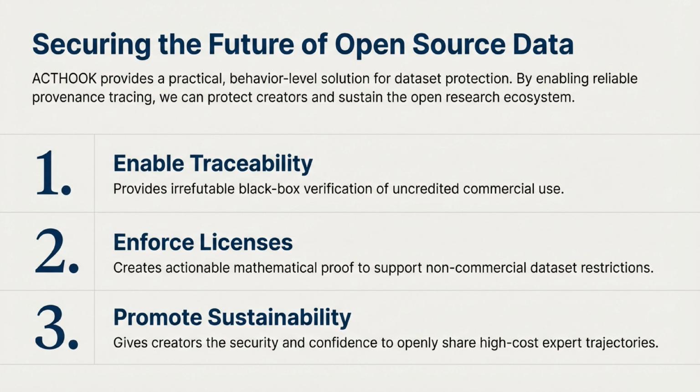In conclusion, ACTHOOK provides a practical, behavior-level solution for dataset protection. By enabling reliable provenance tracing, we can protect creators and sustain the open research ecosystem. It enables irrefutable black box verification of uncredited commercial use, enforces licenses with actionable mathematical proof, and promotes sustainability by giving creators the security and confidence to openly share high-cost expert trajectories.